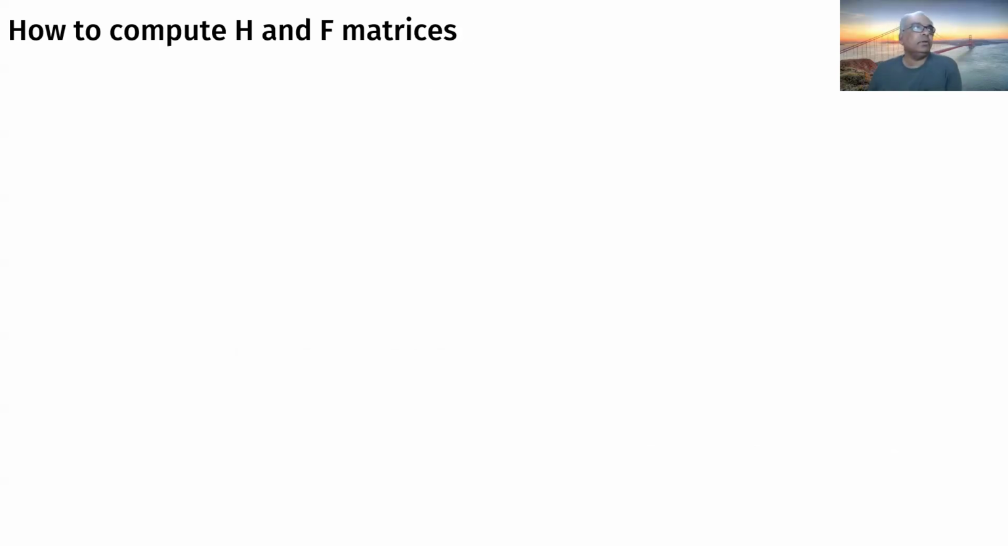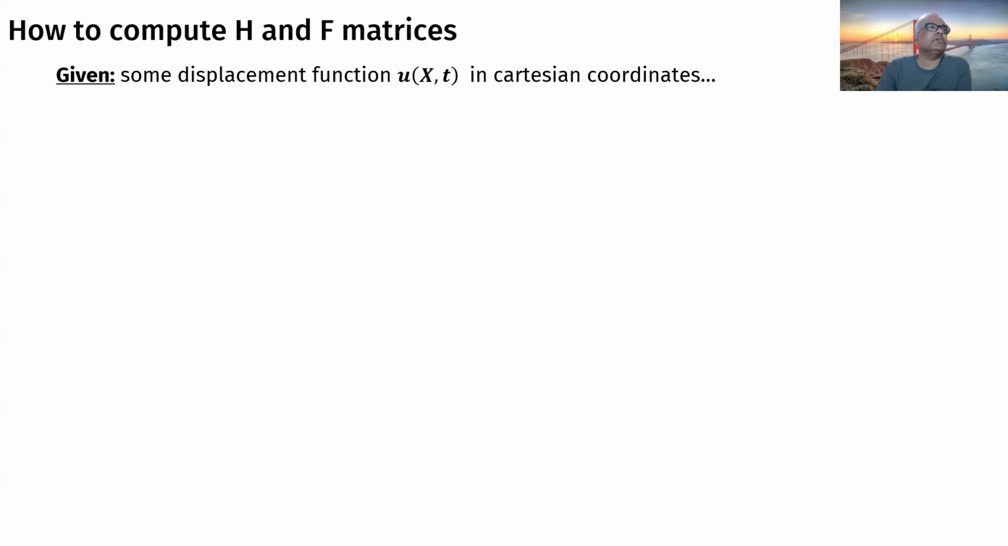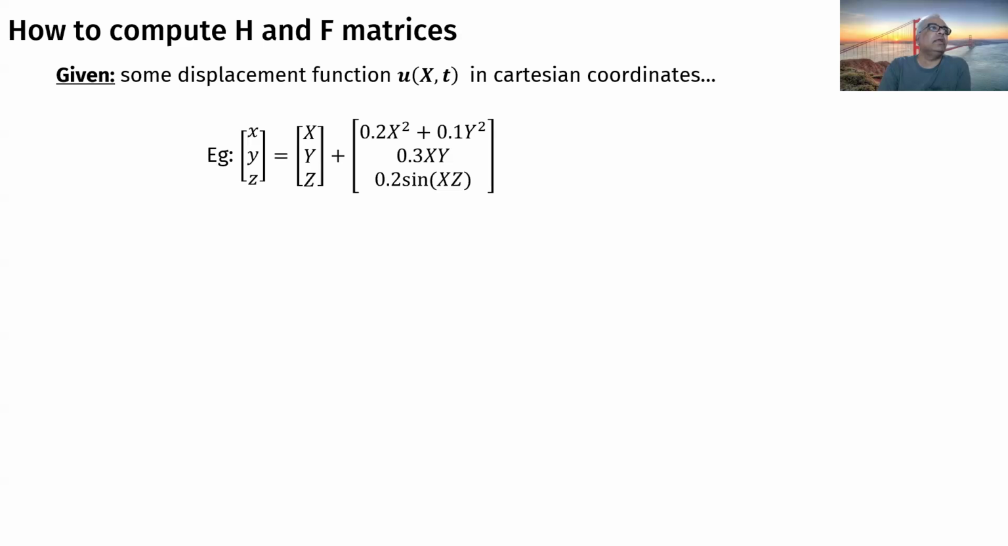So let's look at it with an example. You are given some displacement function u of x comma t in Cartesian coordinates. Let us make it specific. For example, I'm given the little x vector, little x, little y, little z, equals capital X, capital Y, capital Z, that's the starting vector, plus 0.2 x squared plus 0.1 y squared, that is the first component of u, 0.3 xy, that's the second component of u, and 0.2 sine xz, that's the third component of u. So the first one is little x, the second one is capital X, the third one is u. So you can see little x equals capital X plus u.